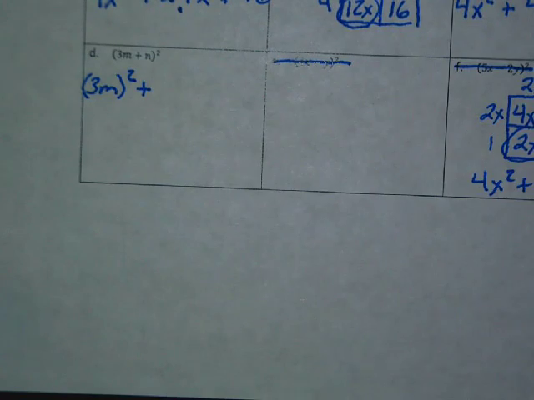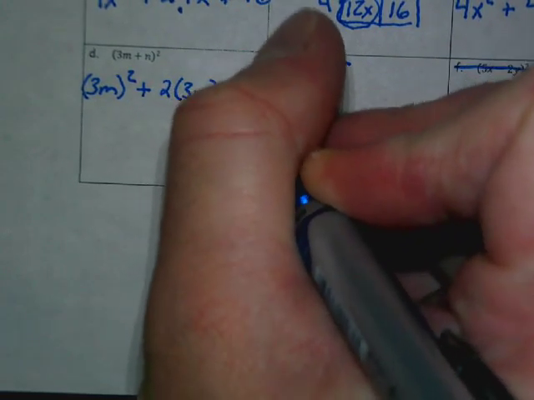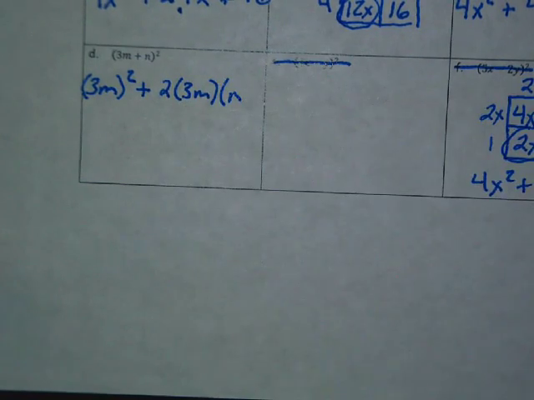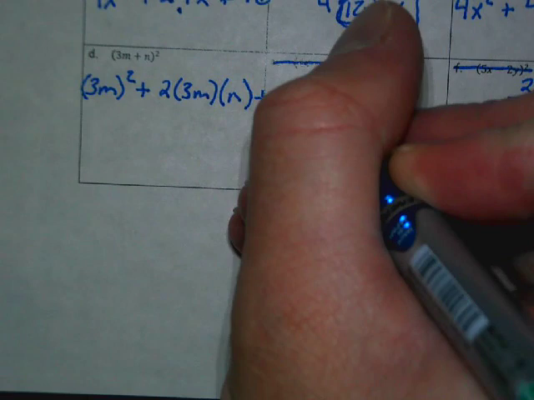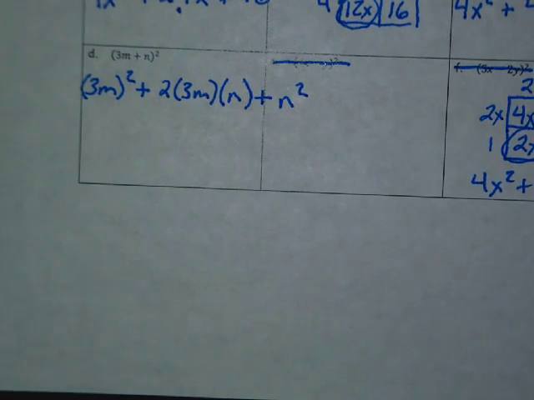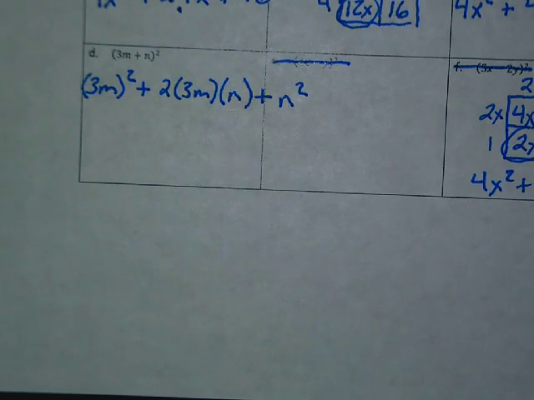Okay, so square the first term, so 3m squared. The plus sign again, so we bring down the plus sign. 2 times the first term times the second term, so times 3m times n, plus the second term squared, so plus n squared.